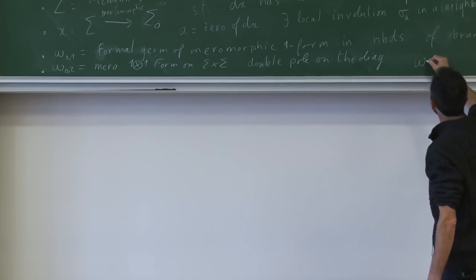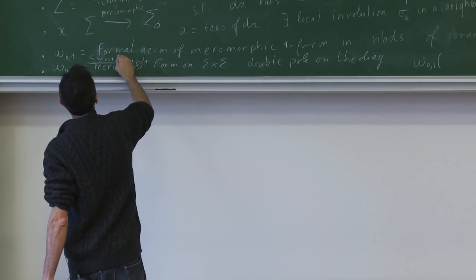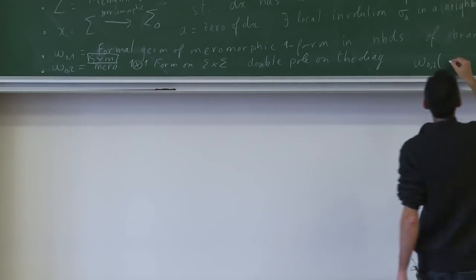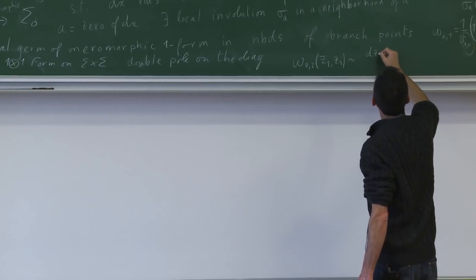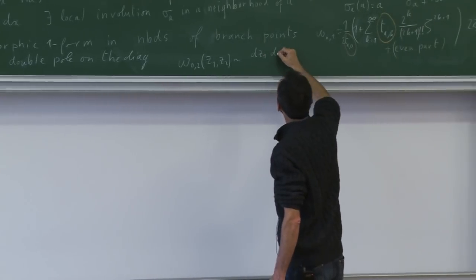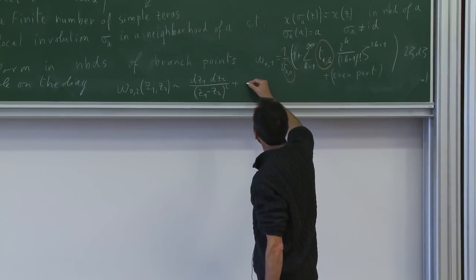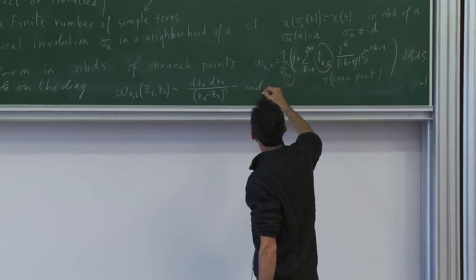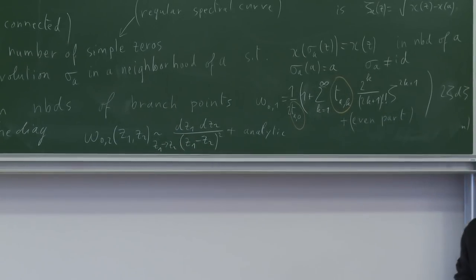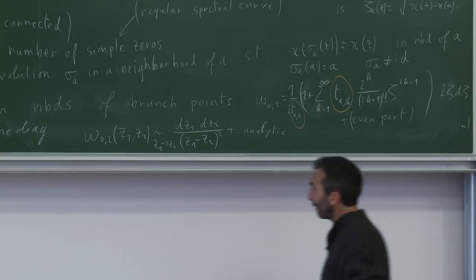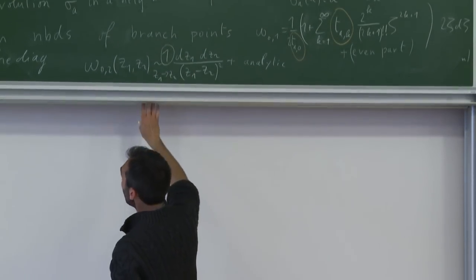So which means that omega 0, 2 should behave, and it must be symmetric, it's crucial. Omega 0, 2 in any local coordinates should behave like dz1 dz2 over (z1 minus z2) squared. So, for instance, you could use the coordinates. Here, this notation means plus analytic, when z1 goes to z2. So the leading coefficient is 1. In fact, you can generalize that also. So this is the simplest case, but this can be generalized.